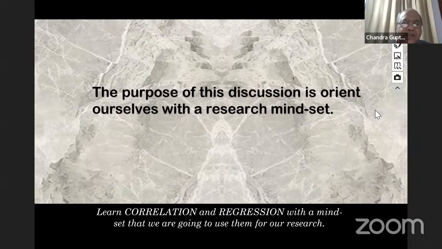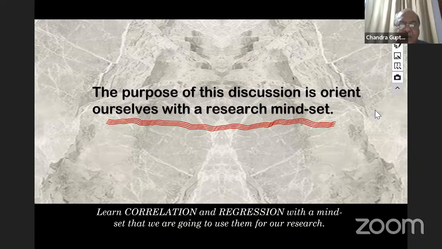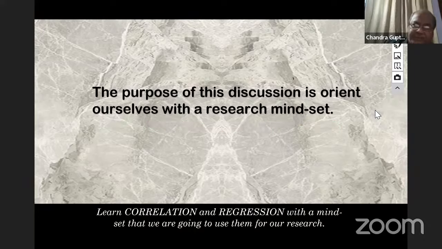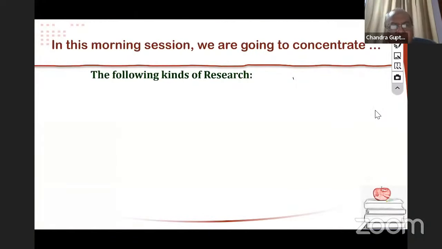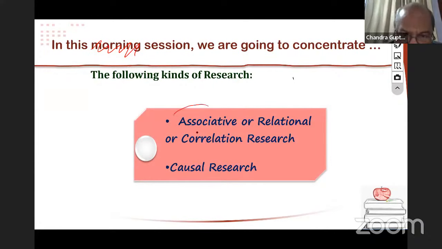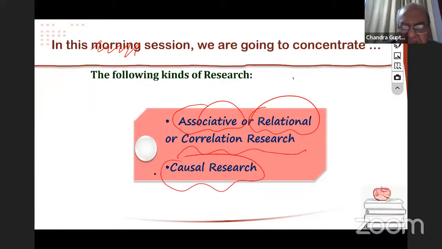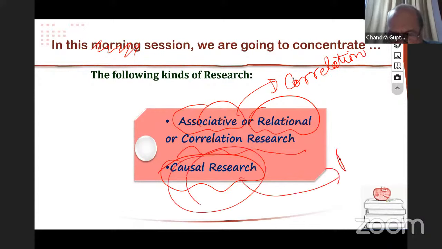The purpose of this discussion is to orient ourselves with the research mindset and learn correlation and regression with the mindset that we are going to use for our research. And we shall begin first with the correlation. In this session, we are going to concentrate on the following kinds of research: associative, relational, correlation research, and causal research. This you can answer through correlation, and this you can answer through regression.